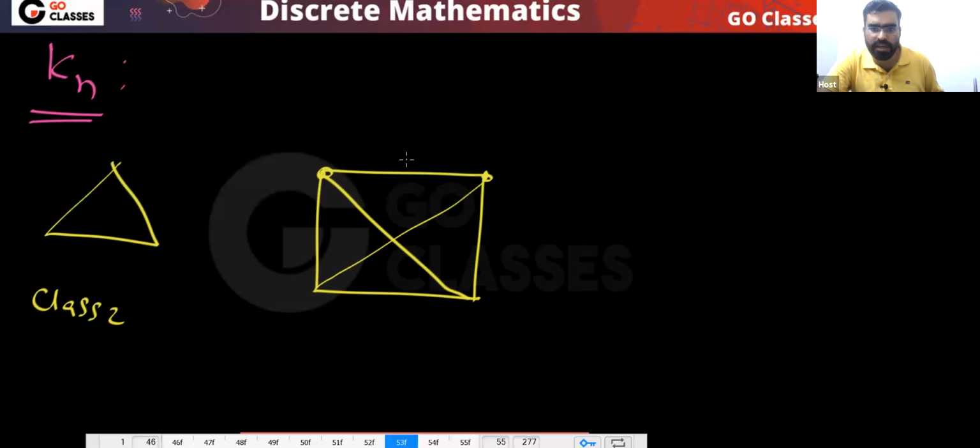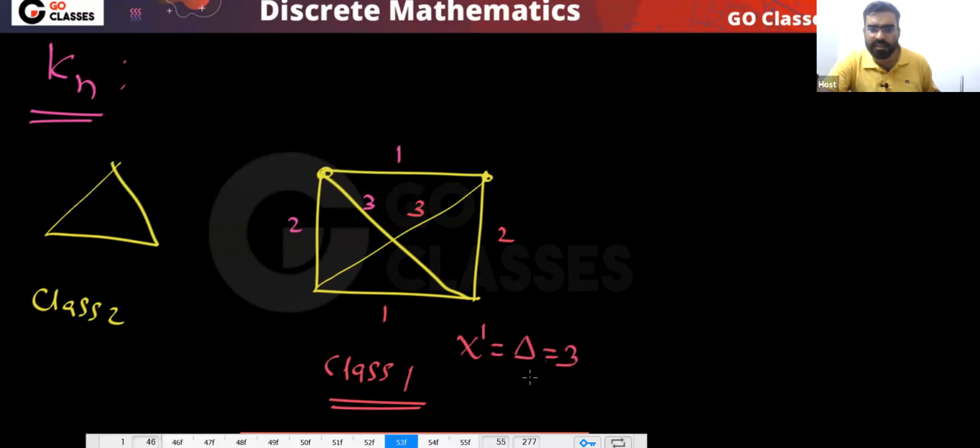So here, what I can do, you can clearly notice that we need color number 1, color number 2, color number 3. At least 3 colors we need. Now, can I use color number 1 here, color number 2 here? Yes. And I can use color number 3 here. So for this, actually, this is your class 1, because the chromatic index is equal to the maximum degree. So this is your class 1.